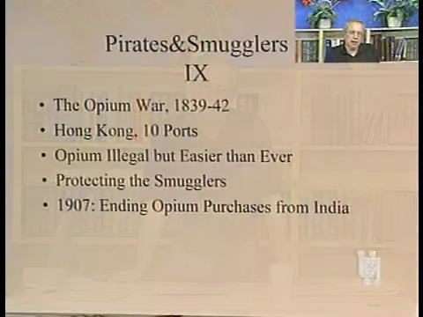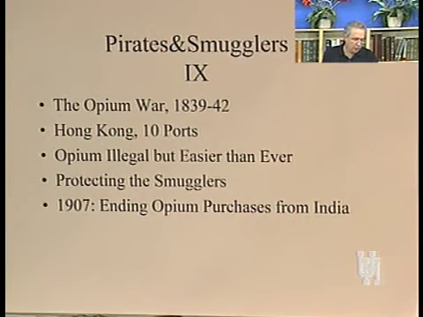1839 marks the outbreak of what is called the Opium War. Now, it's a little short of an all-out war that we might imagine occurring in the early 19th century. What much of it consists of are naval bombardments by British vessels against Chinese cities, both along the coast and then also sailing up the major rivers.